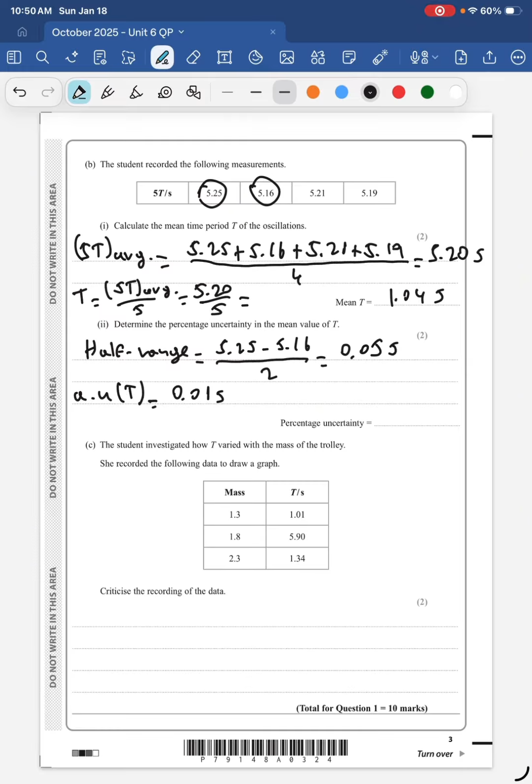Part C. The student investigated how T varied with the mass of the trolley. She recorded the following data to draw a graph. These measurements are a little bit all over the place. Criticize the recording of the data. So first of all, there are no units for the mass.